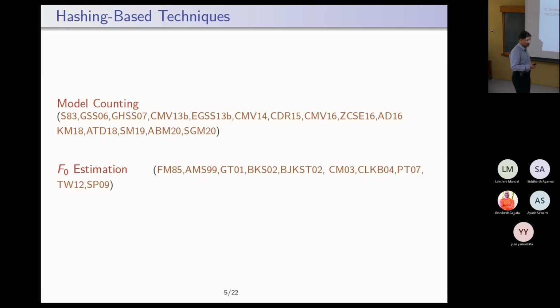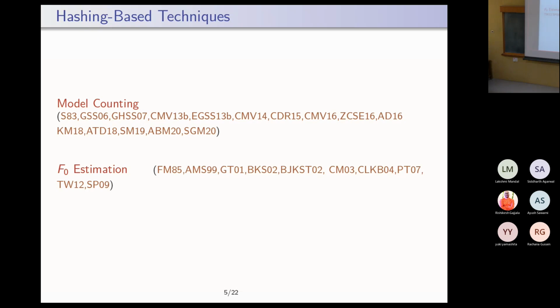But the one commonality which has underlined algorithms for both model counting as well as F0 estimation is the use of hashing. And this has been there from the very early years. For model counting, there's an influential paper of Stockmeyer from 1983, which introduced the use of hashing for model counting. Hashing has been used both in theoretical papers as well as in practical papers in the SAT solving and model counting community. And also in F0 estimation, starting from the foundational work of Flajolet and Martin in 1985, hashing has been a consistent theme. And we show that to some extent this is not coincidental. One can use algorithms for F0 estimation to do model counting and vice versa.